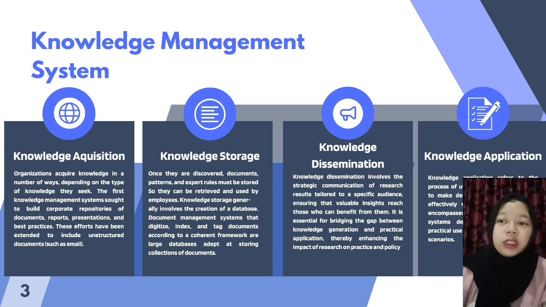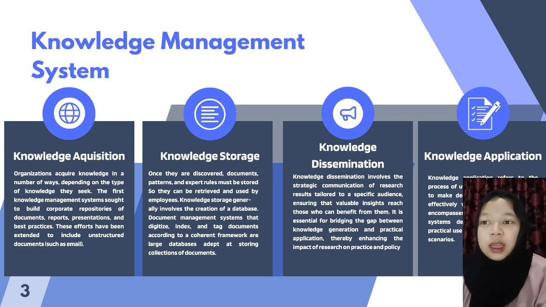And the next is knowledge dissemination. Knowledge dissemination involves the strategy of communicating research results tailored to the specific audience, ensuring that valuable insight reaches those who can benefit from it. It is essential for bridging the gap between knowledge generation and practical application, thereby enhancing the impact of research and practice on policy. Portals, email, instant messaging, which are social business tools, and search engine technology have been added to the existing array of collaboration and sharing tools: calendars, documents, data, and graphics.